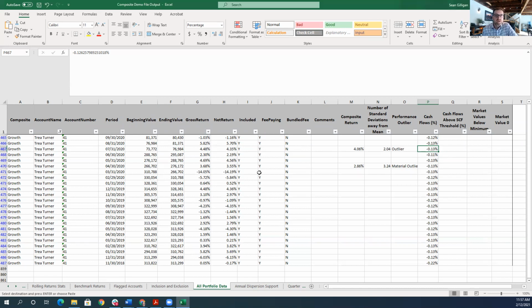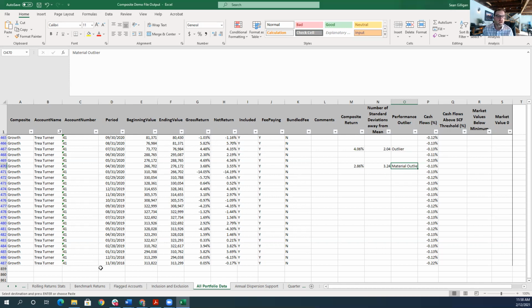It could just be that maybe it's an account that's a little bit smaller than other accounts in the composite, and so the holdings are slightly different, or the weightings are a little bit different. Being an outlier is not necessarily a problem. We just want to make sure that it does follow the composite strategy and is not restricted by the client. So going back and researching can help you determine that.